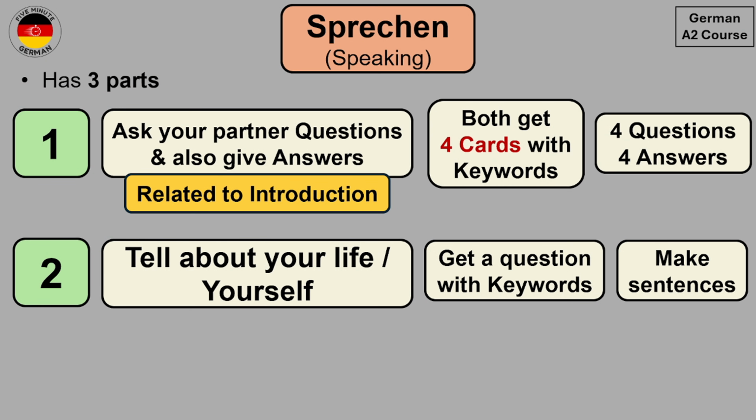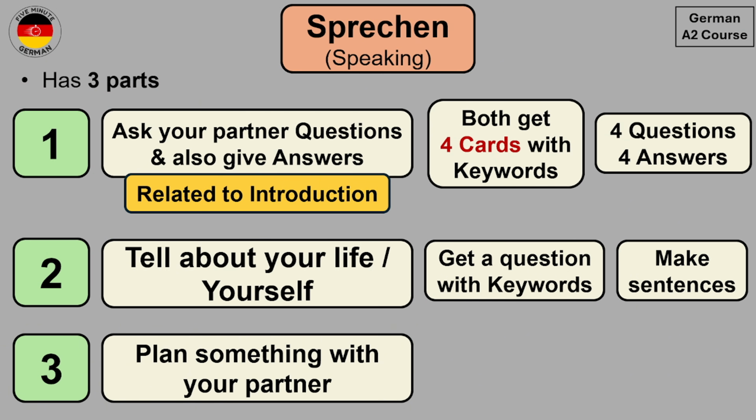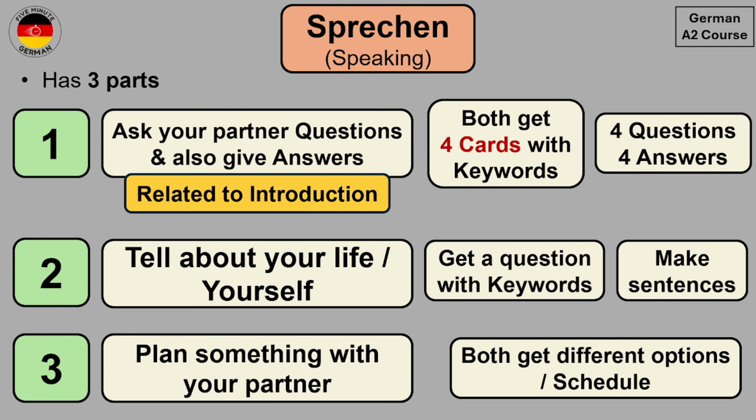Then in the last part, you will have to plan something with your partner. So in this case, both of you will get some different options or schedule and also a task. And depending on what your schedule is or what options you have, you plan something together. So let's see how this looks like.